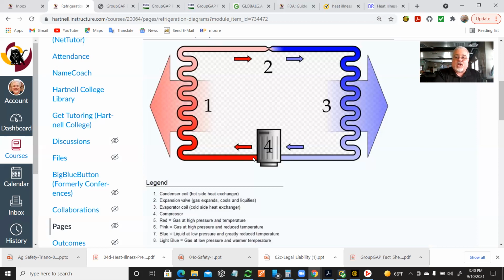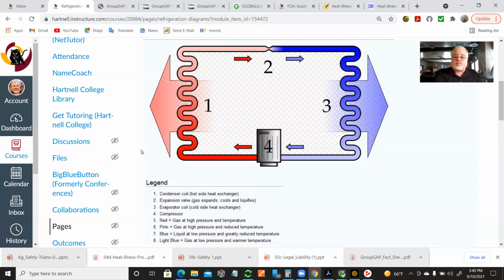And where does that heat go? It goes into the formation of liquid, which generates even more heat. And then it has to escape somewhere. And so it goes through the condenser coils and the heat radiates out into the environment. And what have I done? I've moved heat, or pumped heat, from the inside of the refrigerator to the outside.